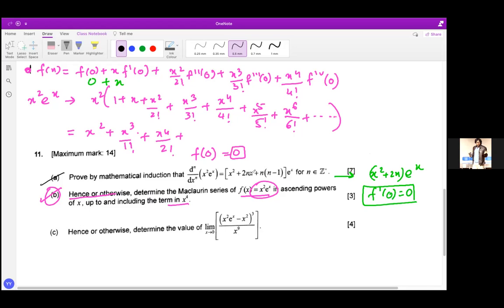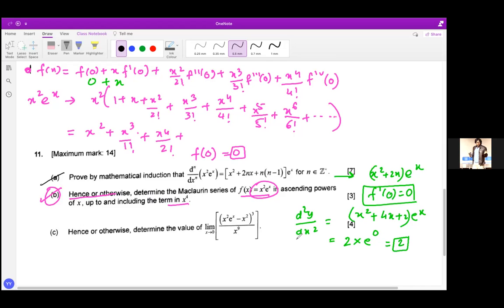Now, plug in n as 2 here to get the second derivative. So if I do the second derivative, you get x squared plus 4x plus, if I take n as 2, 2 times 1, which is 2 itself, times e to the power x. Now you plug in x as 0, so it'll be 2 times e to the power 0, which is 2. So likewise, you get the second derivative as 2.